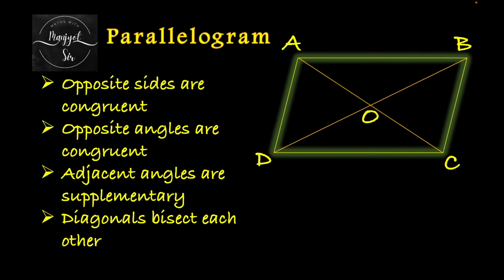Further, it says diagonals bisect each other. Now remember this. This is very important. Bisect का मतलब होता है divide into two equal parts. So if you observe AC and BD, these are two diagonals, and if you observe AC very carefully, it is divided or cut by BD. So AC has two parts, AO and OC, and these two parts will be congruent to each other since the property says diagonals bisect each other. So here AO is congruent to OC and DO is congruent to OB.